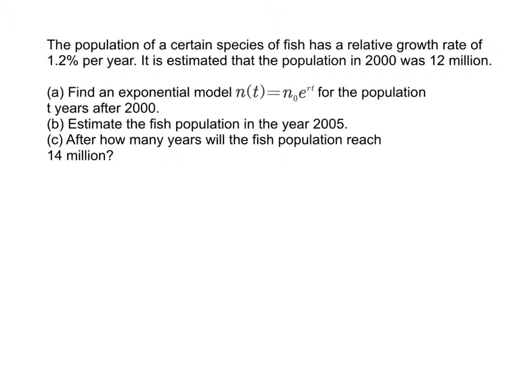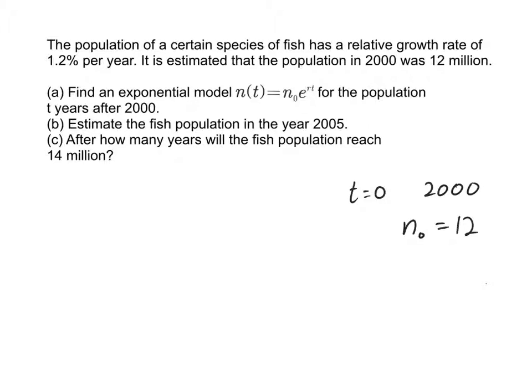If I decide to make t equals 0 the year 2000, then N naught is going to be what the fish were at t equals 0, which is 2000, which is 12 million. And I'm going to make N in millions, so you have to make sure that you know your units. So I'm going to say N naught is 12, but we know that it's 12 million.